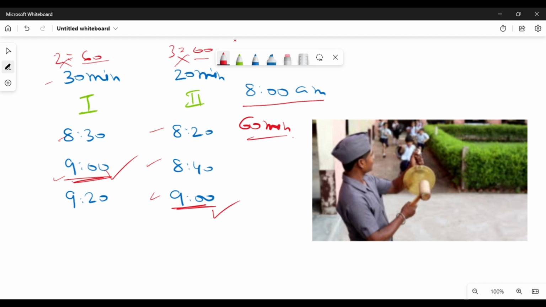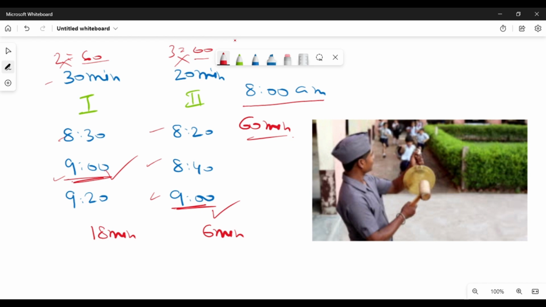Let me take another example here. Suppose the first school's bell rings after 18 minutes, and here the bell rings after 6 minutes. Instead of a bell, you can take the example of a red light also. Light changes after 18 minutes, and here light changes after 6 minutes. I'm not taking the example of traffic lights. You can take an example of some other type of light.